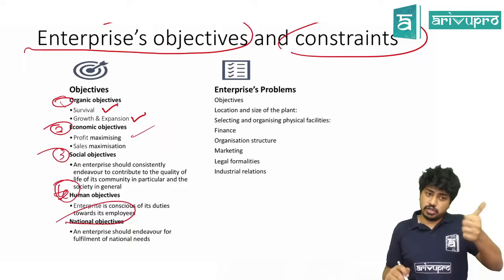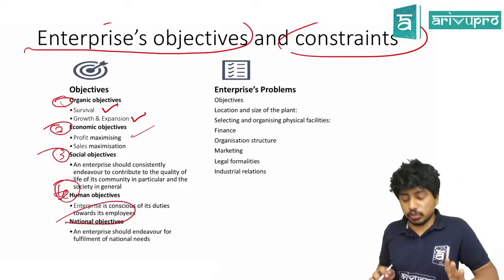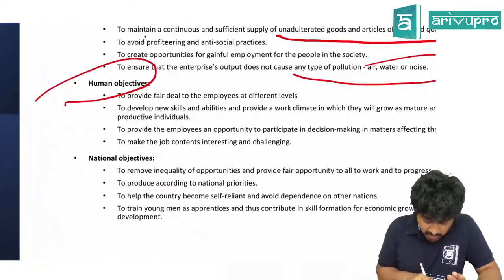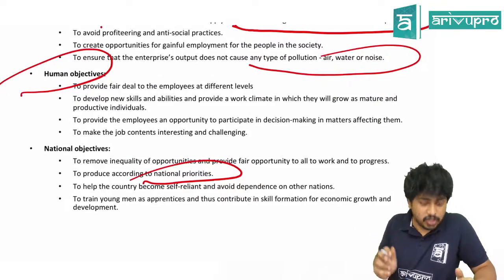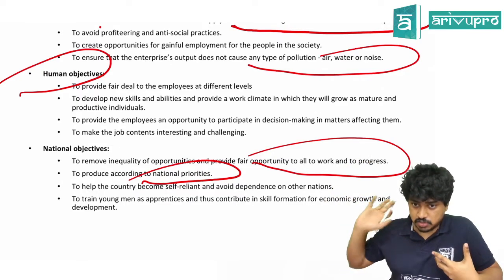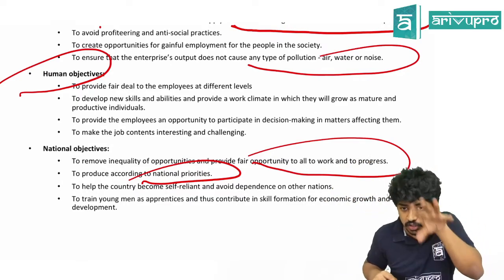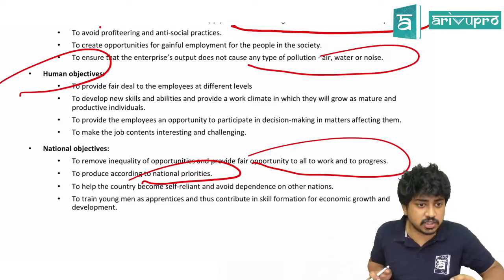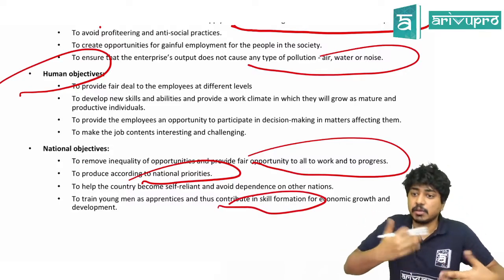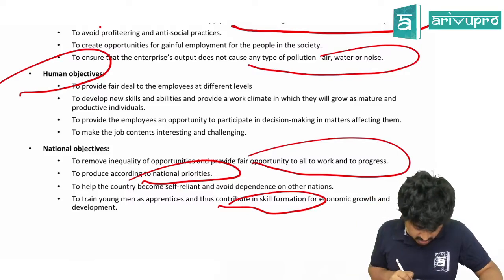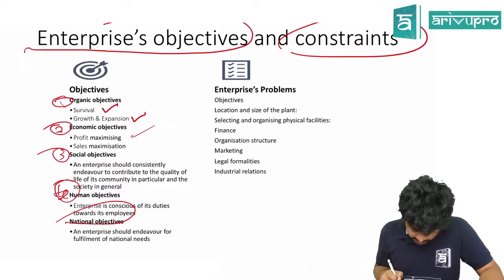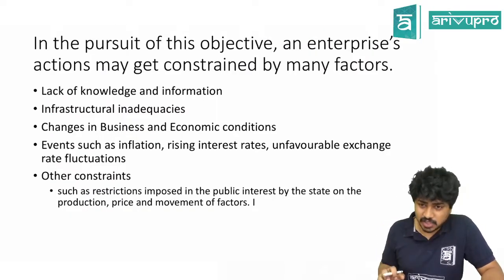Last one is the national objective. So what are the examples? To work towards Make in India, for example. To give fair opportunity for the work and progress of all communities. Not only, okay, I'll give work only to this community or this caste, nothing like that. For everyone, let us work on that. Or training the entire skill sets of human beings, making them better employees. All those things are national objectives. Are we clear here? Now, while achieving these objectives, there can be some constraints.